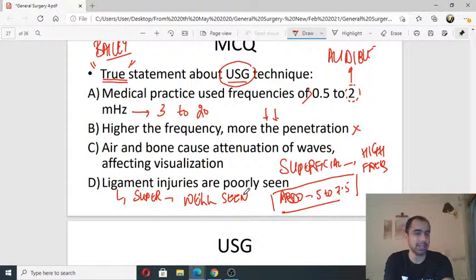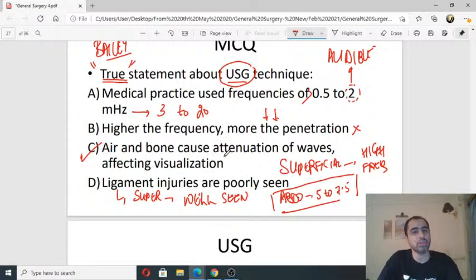Bone injuries are not well seen. I will not do ultrasound for fracture. But fluid collection in a joint, septic arthritis, synovitis, joint effusions, muscle trauma, muscle hematoma, ultrasound is excellent. It is excellent. Even if you didn't know this, you should have known.